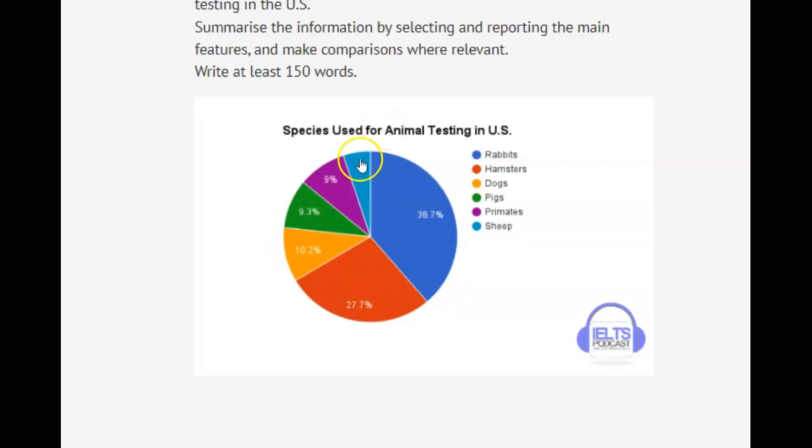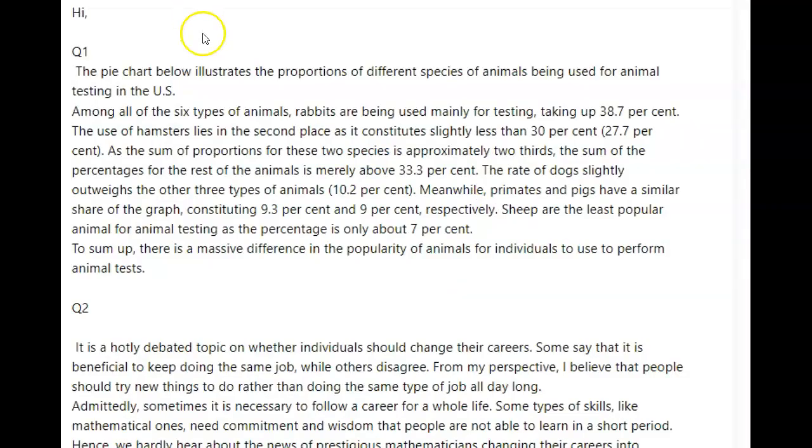That the 4 less common animals for animal testing together combined make up approximately the figure for rabbits. Okay, so that's one thing you could have done here. Let's see. Yeah, but other than that, that's really it.